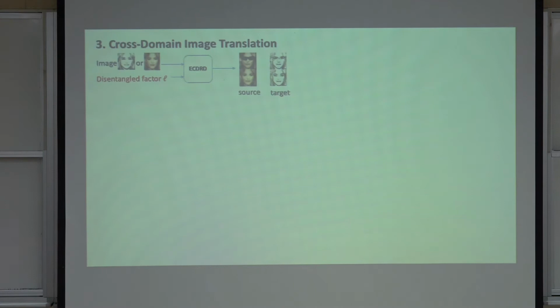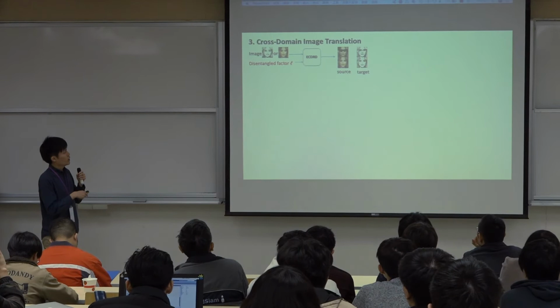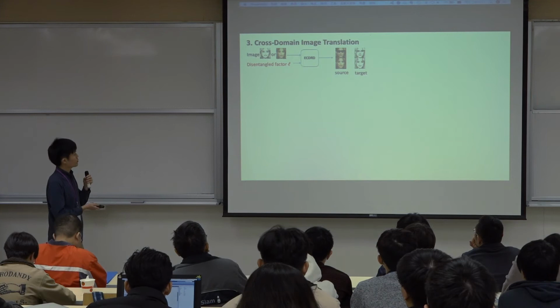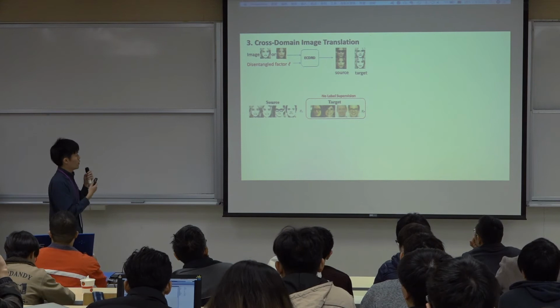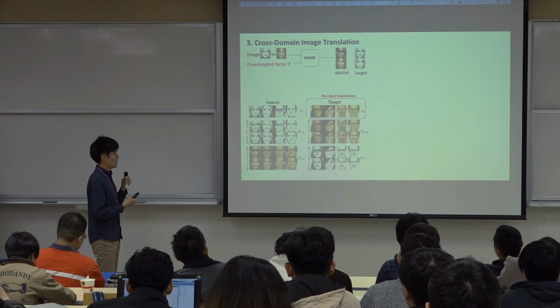Another test is we try to achieve cross-domain image translation. That is, we can input different cross-domain images and different disentangled factors, and synthesize different images. This row means the input of our model. So we can manipulate within their own domains. Moreover, we can actually translate to another domain.